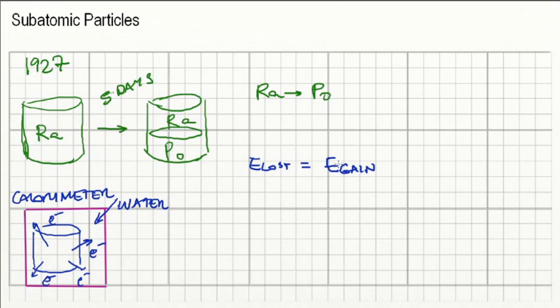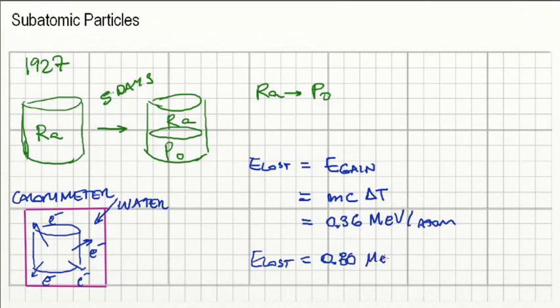So we can actually measure the gain of energy if this is a fluid. Could even be water, right? It's m c delta t. M here is the mass of water, c is the specific heat capacity, and delta t is the change in temperature. And this was measured to be about 0.36 mega electron volts per atom, which was very different to what was calculated before, theoretically, to be 0.8 mega electron volts per atom.